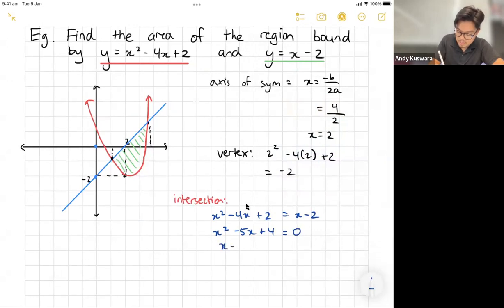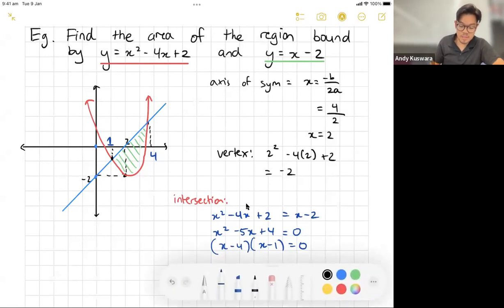And if you realize here, this is going to be the exact same as the previous question. Right? That's just by chance. So we know that this x value there is 4, and this x value here is 1. Now that we've got that, we can see that our integration is going to be in between those two points.